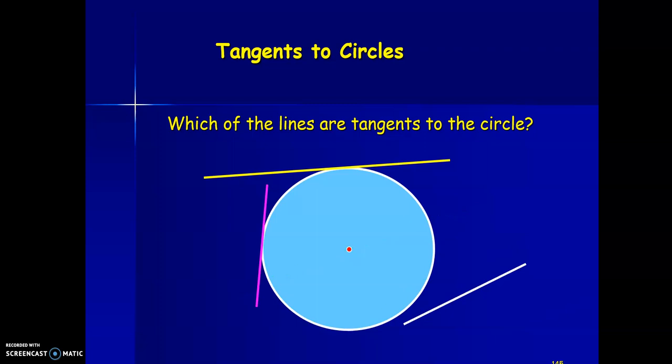Lastly, if we extended the white line, it would actually go past the circle. It wouldn't actually touch the circle at all. So the white line is not a tangent. That leaves the pink line and the yellow line, which are both tangents to this circle.